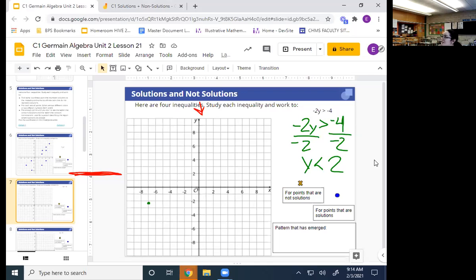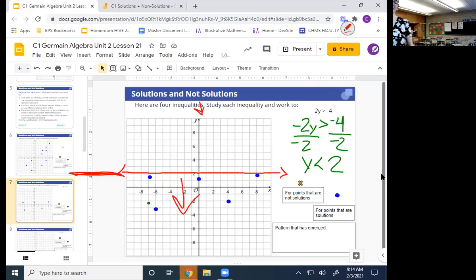Some solutions to this, because we have is greater than, we're not going to have any points that fall on the number 2. So it's going to be like this point right here, this point right here, this point right here, down here, all along this demarcation line of y equals 2. Everything that falls below that line is going to be a solution. Everything that falls above that line would be a non-solution.